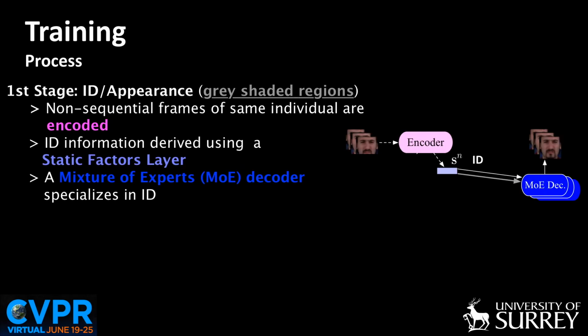The two stages of training are as follows. The first stage only updates the encoder and the mixture of experts decoder to do the best that they can at deriving the average appearance over a sequence. The first stage therefore achieves a separation of identity or slow-changing information from everything else.